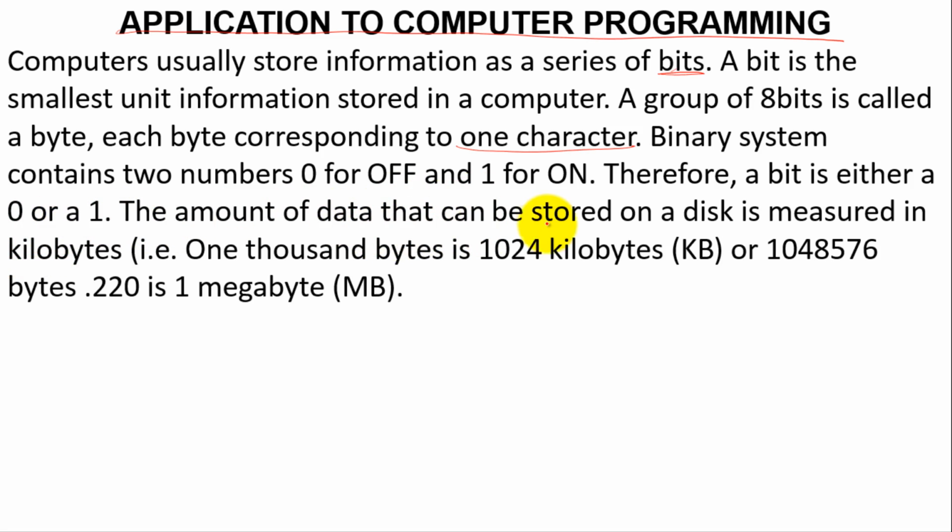The amount of data that can be stored on a disk is measured in kilobytes. That is 1024 bytes is 1 kilobyte, or 1048576 bytes, equivalent to 2^20, which is 1 megabyte. On this note, what we're talking about, we can use this principle in switch applications.